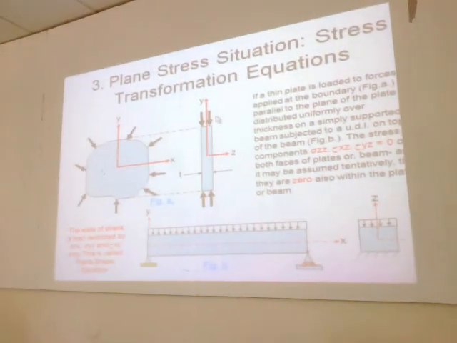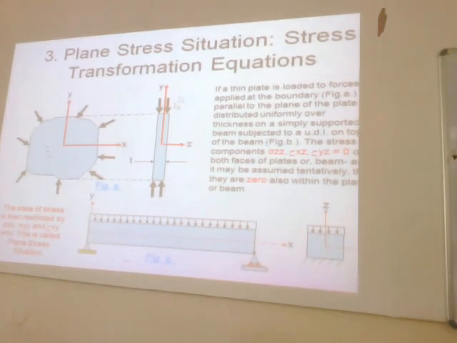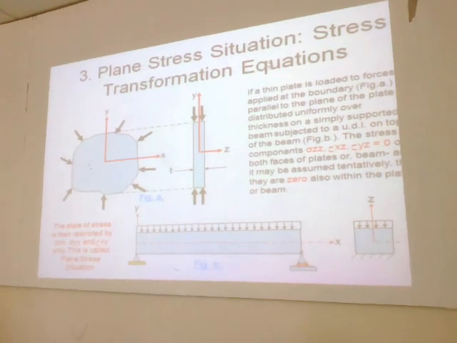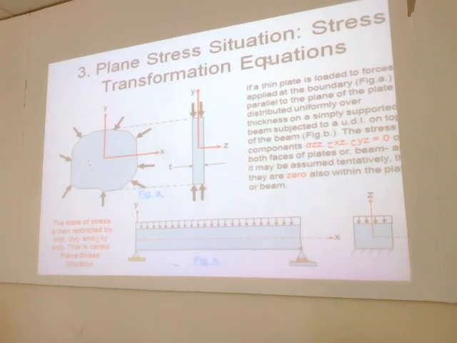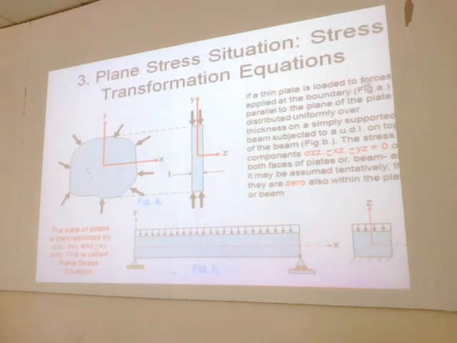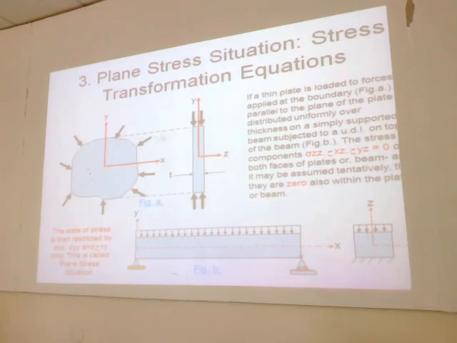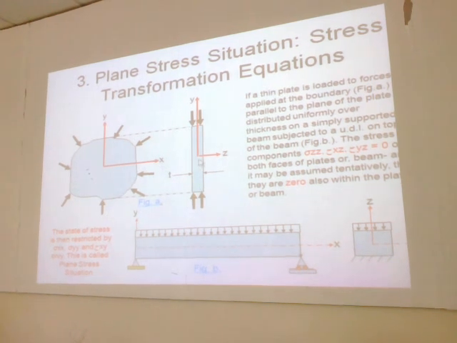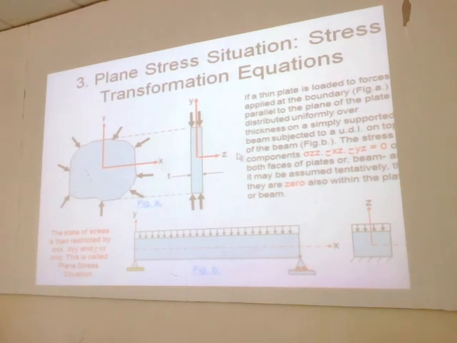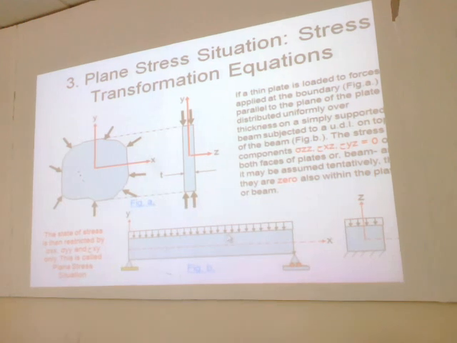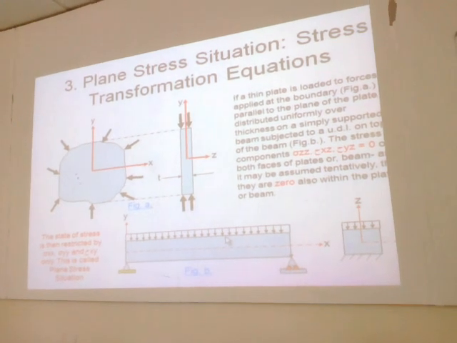The first simplification will be the plane stress situation. And along with this, we'll also find out the stress transformation equation later on. In this diagram, figure A, a thin plate is loaded by forces applied at the boundary. You can see the cross section. And another one, a beam simply supported, subjected to a uniformly distributed load on the top of the beam. You can see all over.